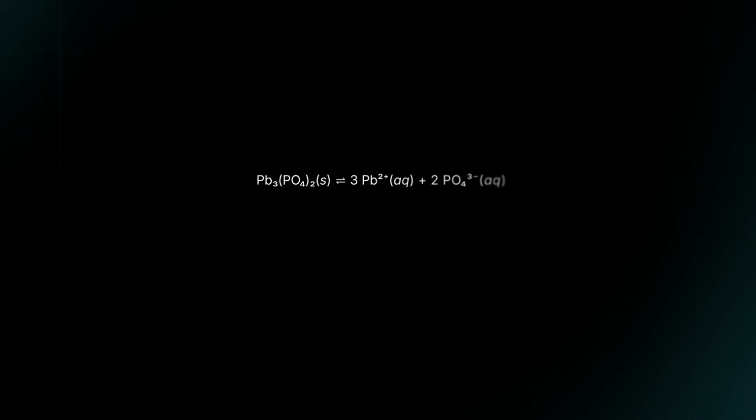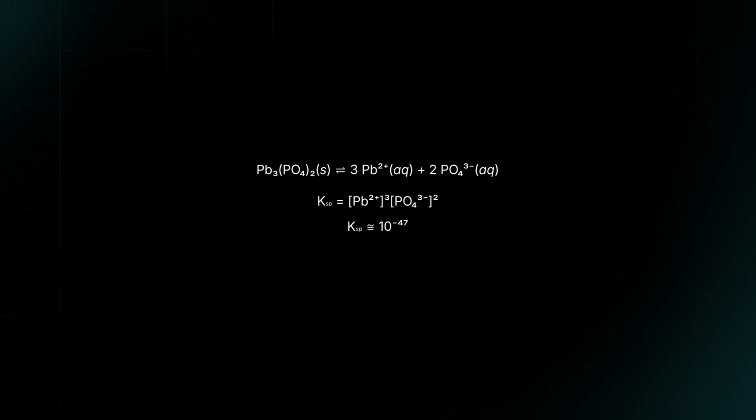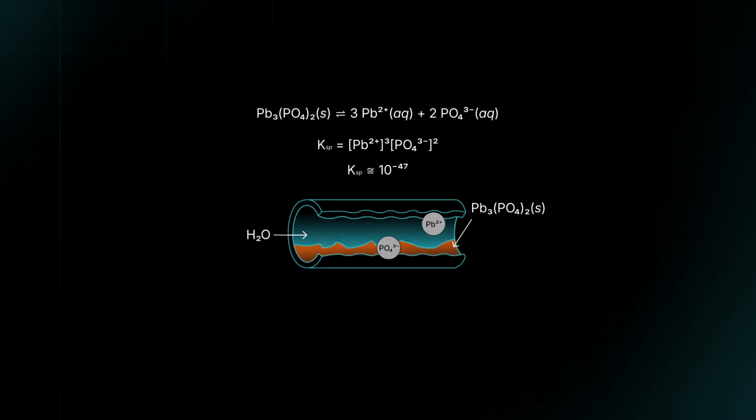Lead phosphate is sparingly soluble. Its KSP is about 10 to the minus 47. This means a small amount dissolves, leading to a small concentration of lead and phosphate ions in solution. So as water flows through the pipe, some of the lead and phosphate ions from the protective layer may dissolve and enter the water. If we want to keep the lead out of the water, what can we do?